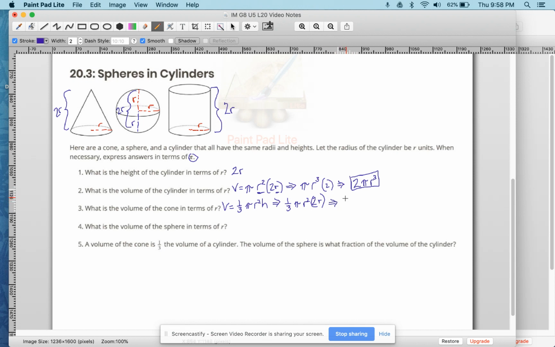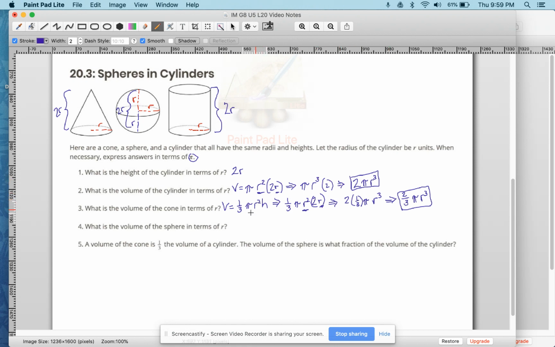I'm going to move all the numbers to the front. So I have 2 times 1/3 times pi times my radius squared times my radius. So I've got radius cubed. And when I simplify 2 times 1/3, this is like 2 over 1 times 1/3. So we have 2/3 times pi times radius cubed. And that would be the volume of the cone in terms of R.